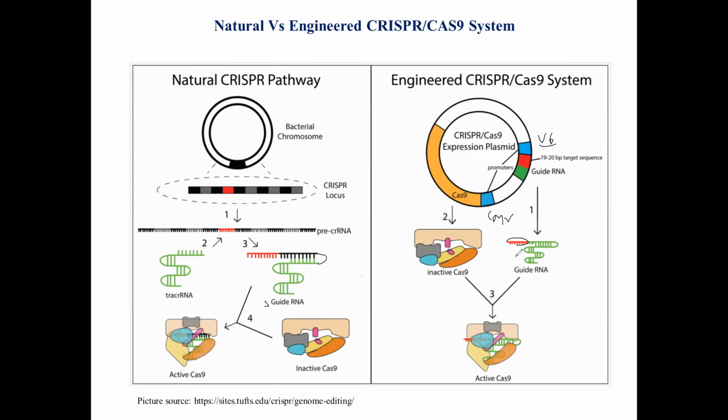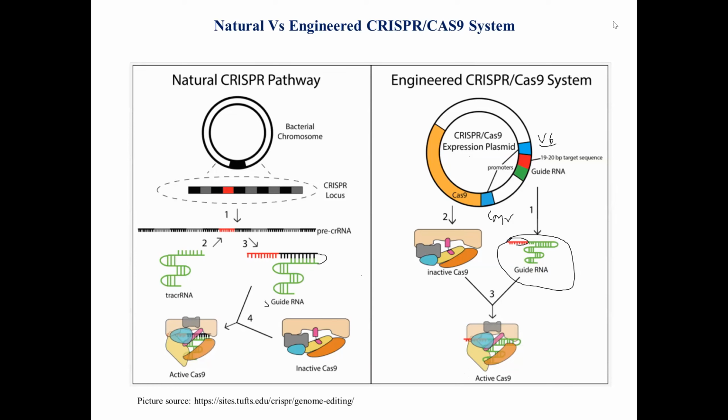So this single guide RNA is found in the engineered systems, the ones we try to design. It will bind the same way as the normal guide RNA. It will go and bind to the inactive Cas9, and then a conformational change will happen. It becomes the active form. This is what is happening in the engineered systems that we try to develop.